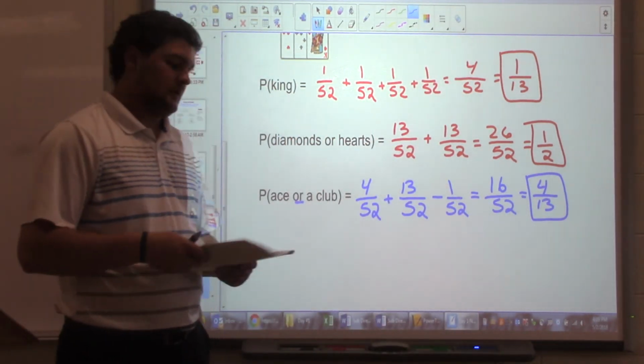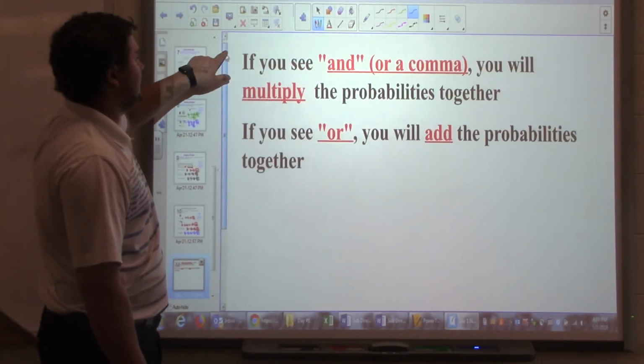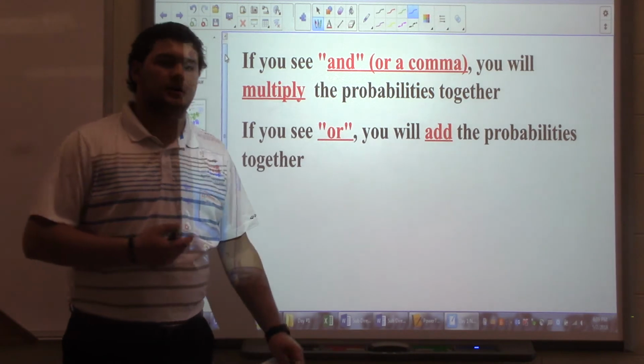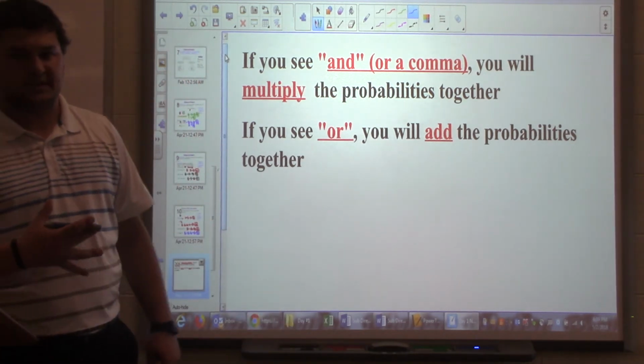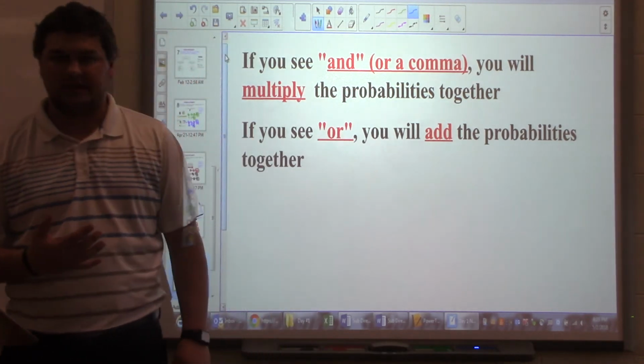Awesome. So last thing, you flip it over, there's a couple sentences on top. Just a reminder, if you see and or a comma, you will multiply the probabilities together. If you see or, you will add the probabilities together.